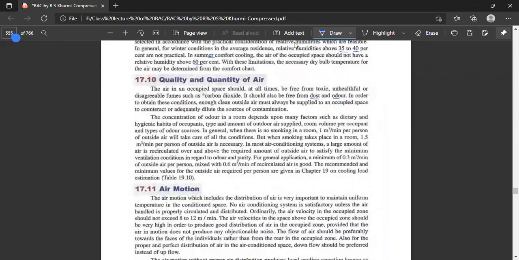In order to obtain this condition, enough clean outside air must be supplied to the occupied space to counteract or regularly dilute the source of contamination. So there is one condition, contamination. Contamination is from CO2, from bad fumes, bad odor, and dust.